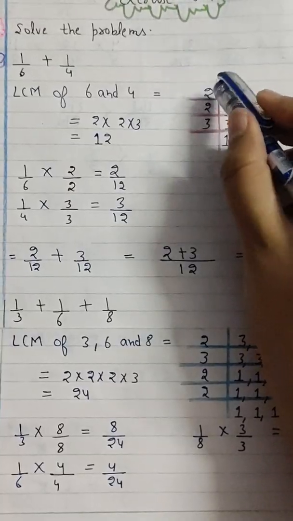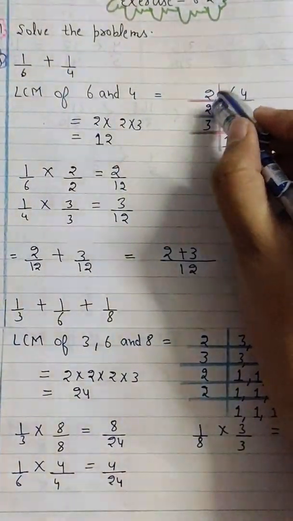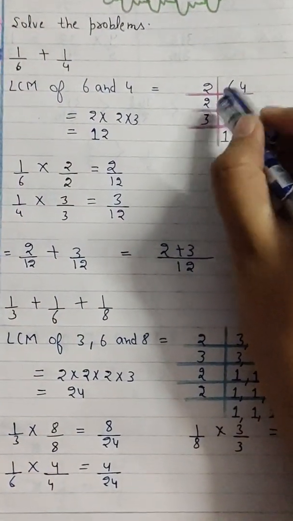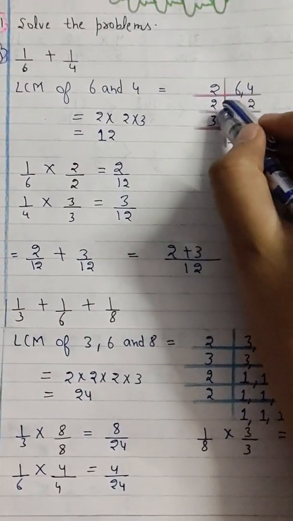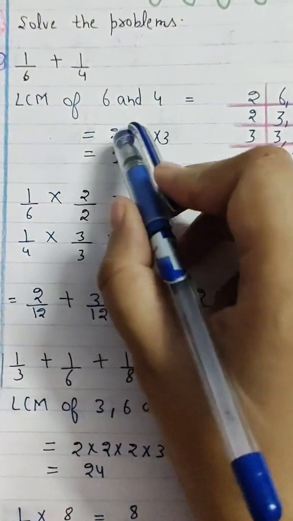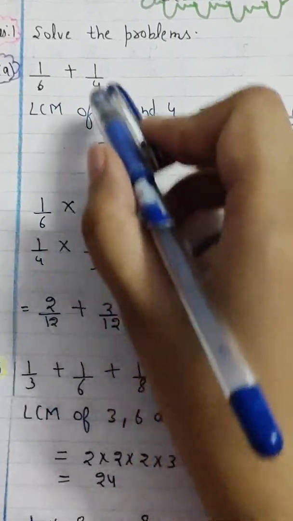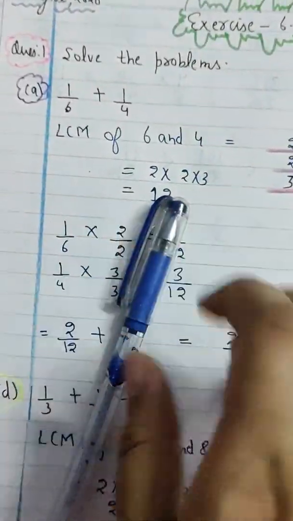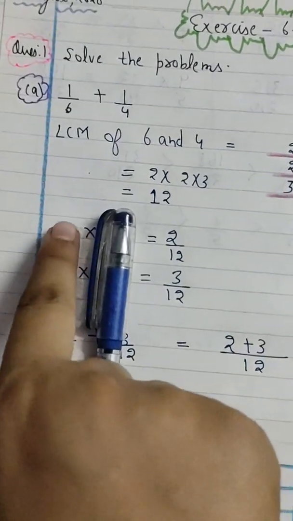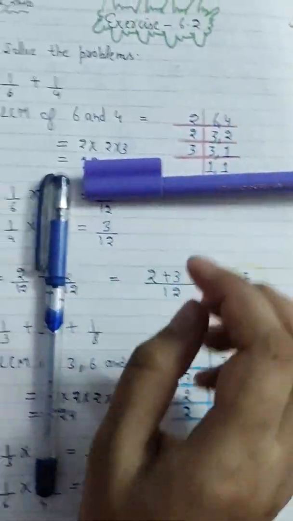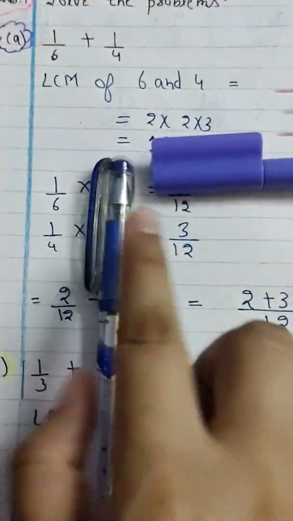Now the LCM is 2 into 2 into 3. 2 times 2 is 4, and 4 times 3 is 12. Then afterwards, here we have got 12. Now 1 by 6, we have to write 1 by 6 and 1 by 4. You write like this. Forget this step. We are already having this LCM, forget this thing also. Now we are having this LCM 12.